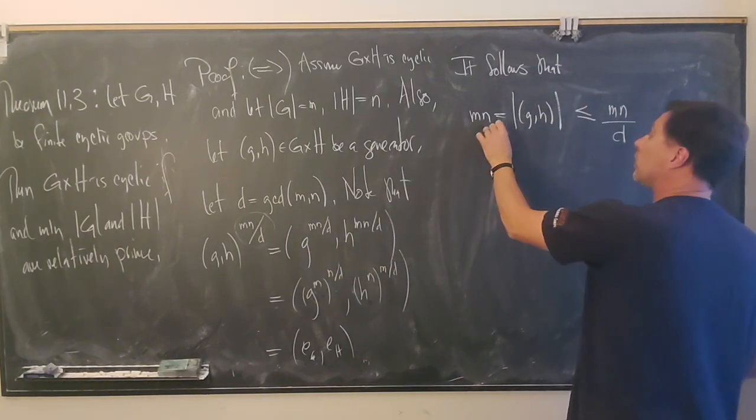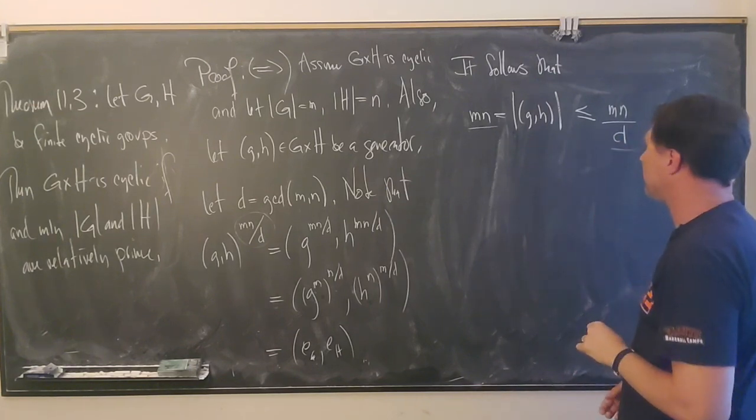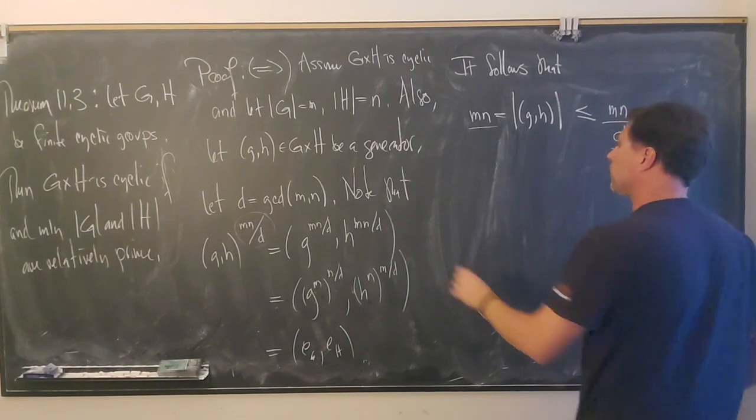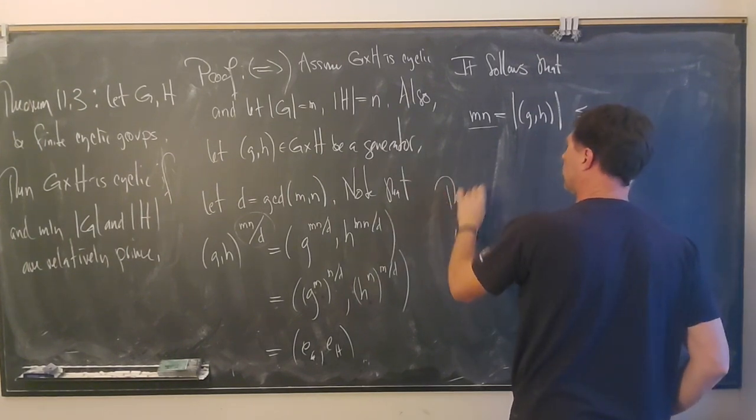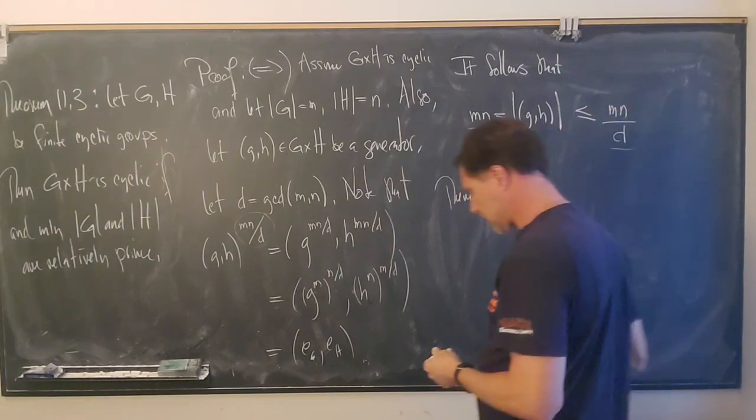So now look at what we have. We have MN less than or equal to MN divided by some number D. That tells us then that this number D has to equal 1. Right? So therefore, D equals 1. All right, so that's kind of cool.